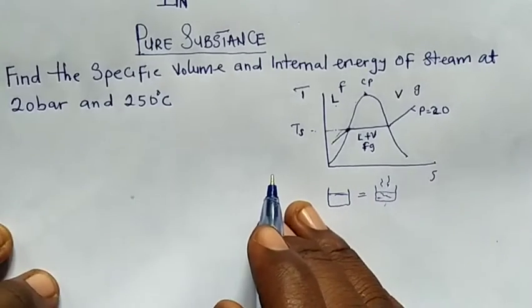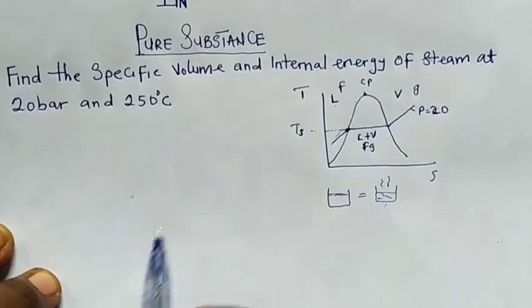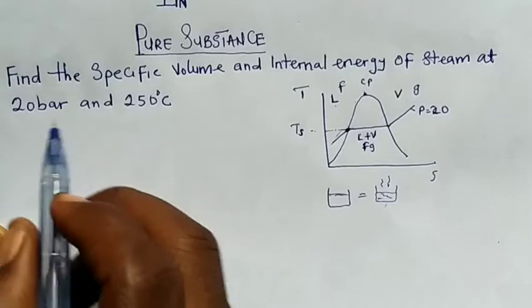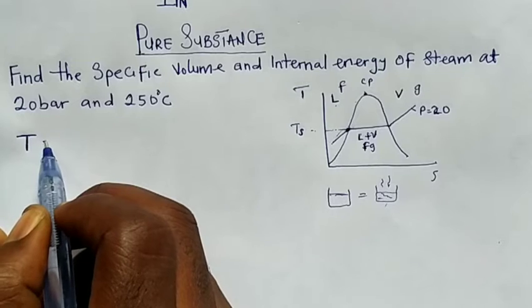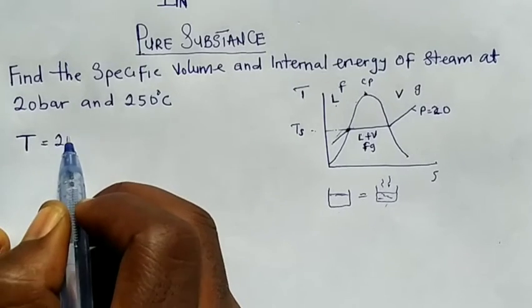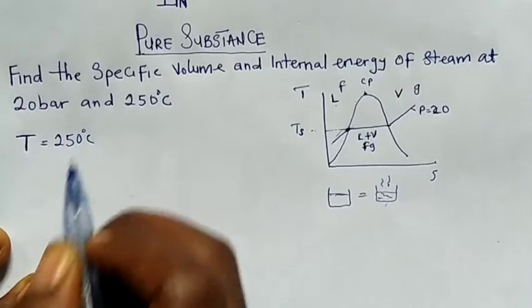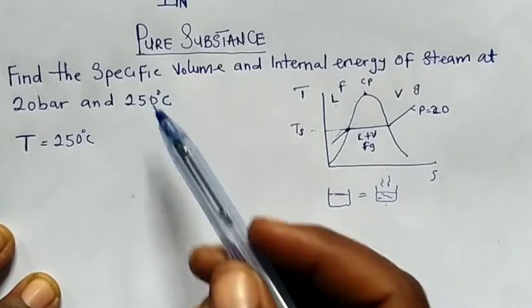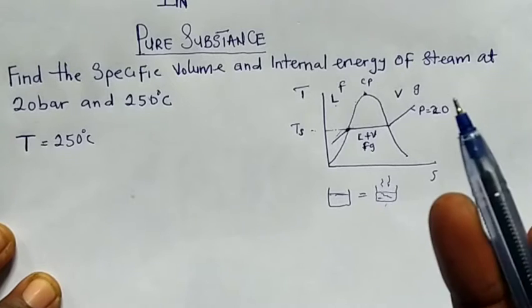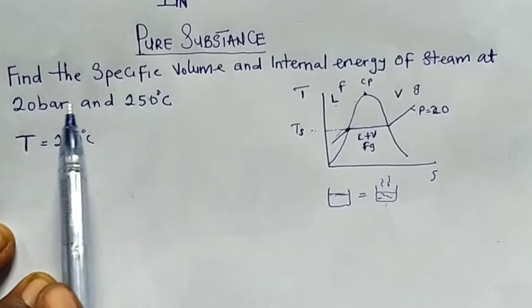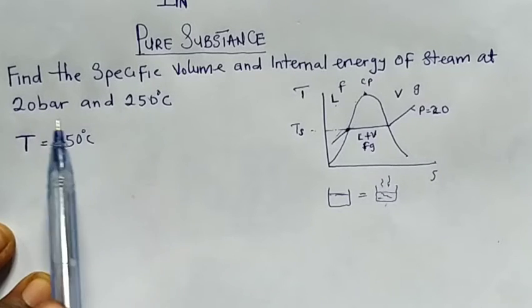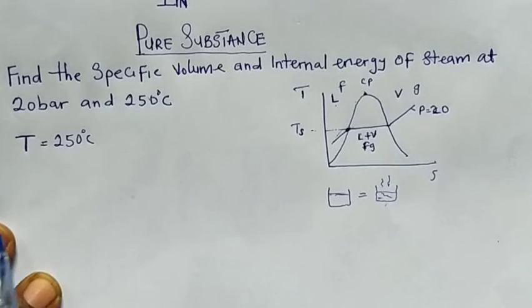Now look at the question here. It said the specific volume and internal energy. We are given two parameters. The temperature of the steam is given to be 250 degrees. Now we don't know if this steam is superheated or just saturated. So we're going to check. You go to your steam table and check the saturation temperature at 20 bar to know if it is superheated or just saturated.